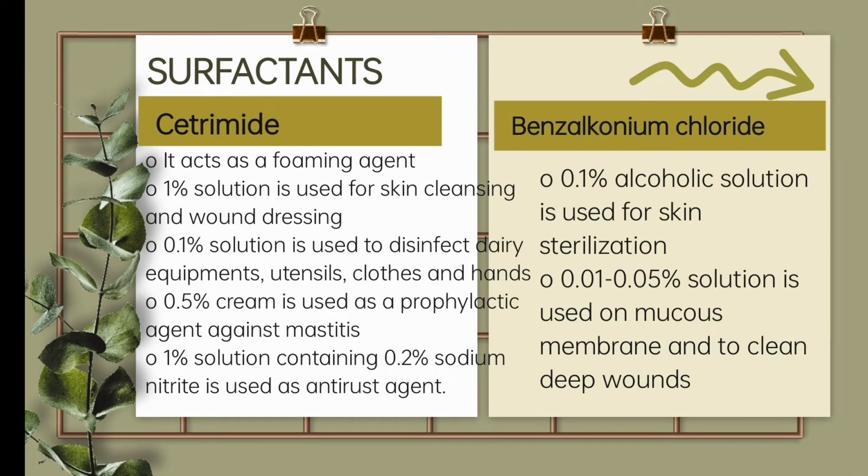Cetrimide acts as a foaming agent, while benzalkonium chloride 0.1% alcoholic solution is used for sterilization, and 0.01 to 0.05% solution is used on mucous membrane and to clean deep wounds.